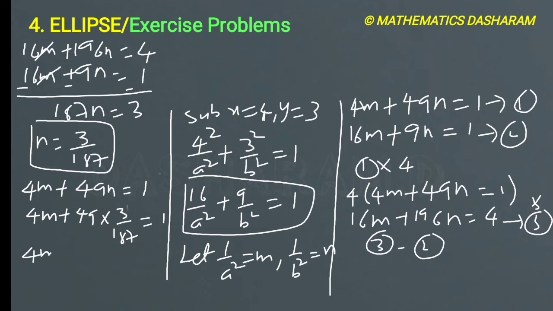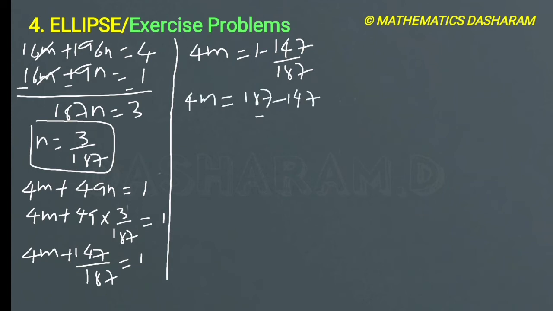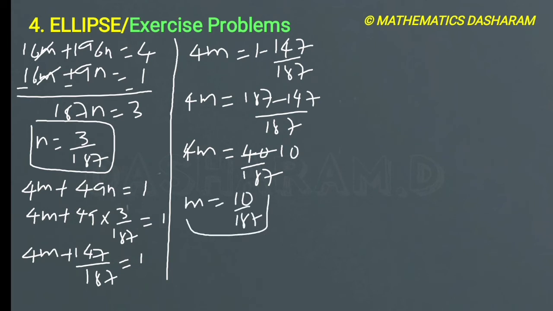So 4m, here 49 3s are 3 7s are 27, 2 carry, 4 3s are 12 plus 2, 14, divided by 187 equals to 1. 4m equals to 1 minus 147 divided by 187. 4m equals to, let's take the LCM, 187 minus 147 by 187. 4m equals to 187 minus 147 is 40 by 187. 4 ones are 4, 4 tens are 40. Then m equals to 10 divided by 187.